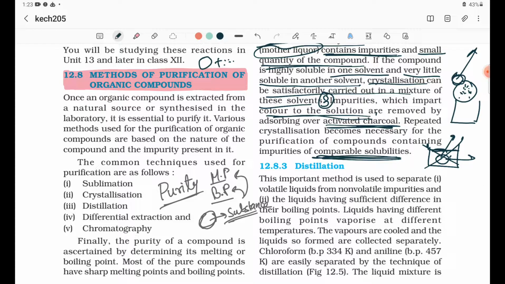What type of method are we using, and for what type of organic compound? Distillation is used for volatile liquids from non-volatile impurities, and for liquids having sufficient difference in boiling points. Liquids having different boiling points vaporize at different temperatures. This is a very low class concept, class 8-9 concept.